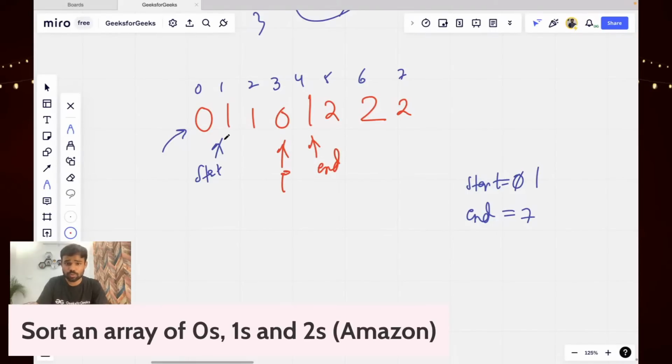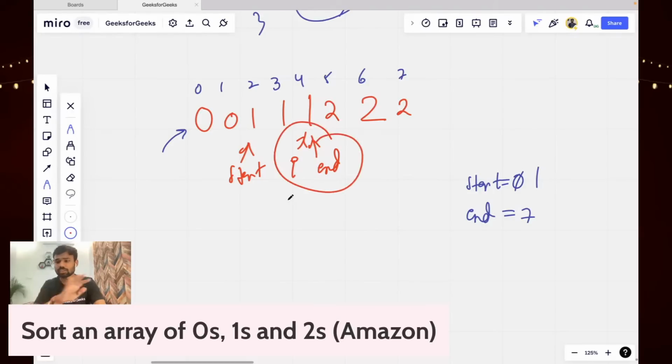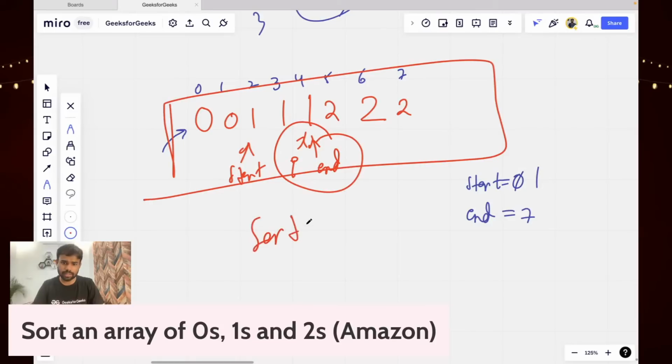Now we have 0. We'll swap it with this. We will have it like this: a 0 and a 1. We will have I start here. We will have an I here. When we have reached the end, we will just stop. And this is how you can see we have got our sorted array.